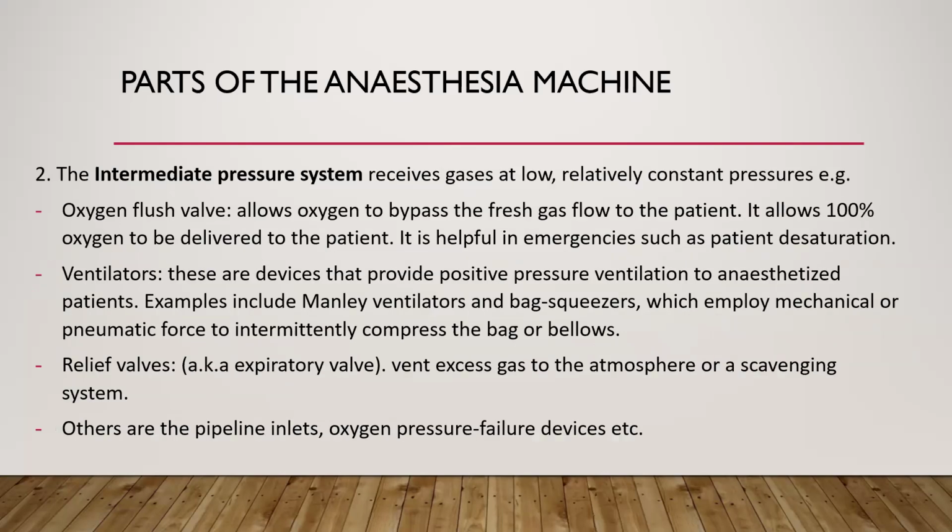Then we have the intermediate pressure system. This receives gases at relatively low constant pressure. It includes your oxygen flush valve, your ventilators, your relief valves or APL. Others are the pipeline inlets and oxygen pressure failure devices. These make up the intermediate pressure system.